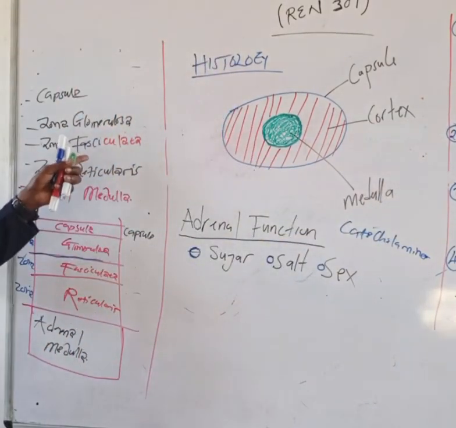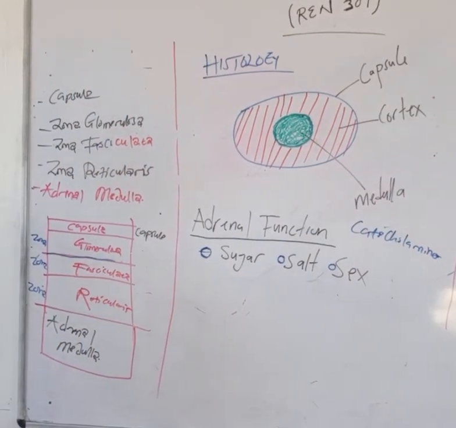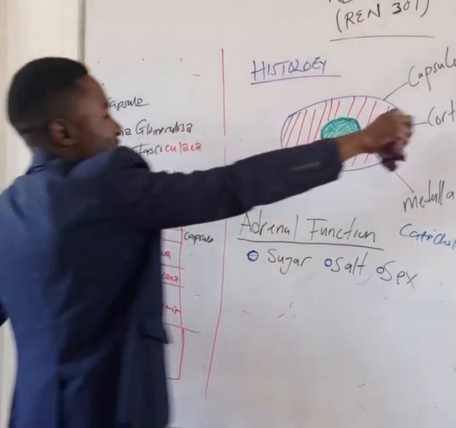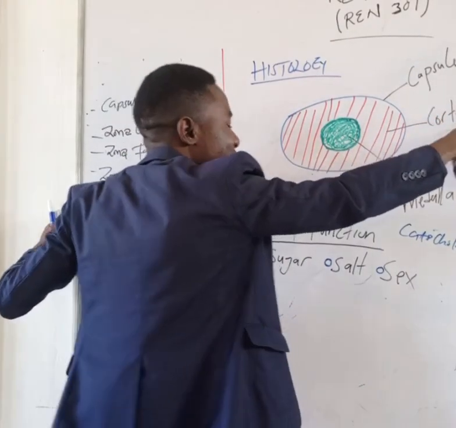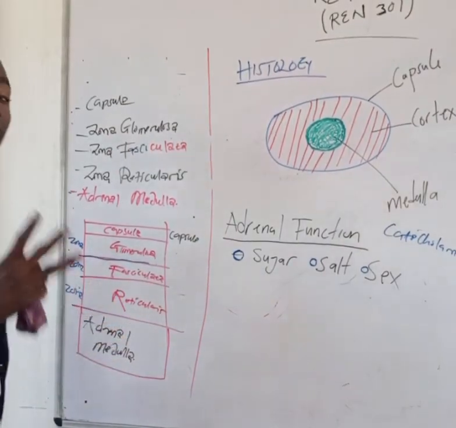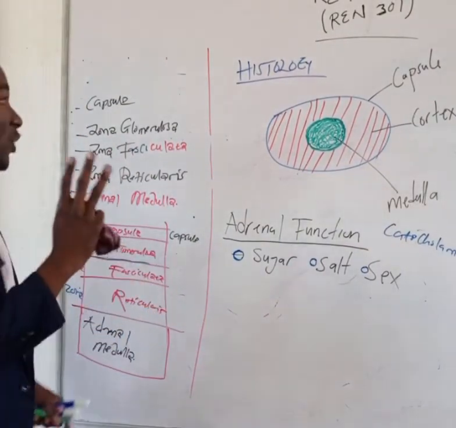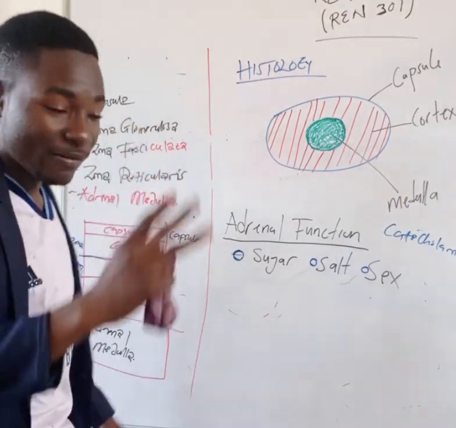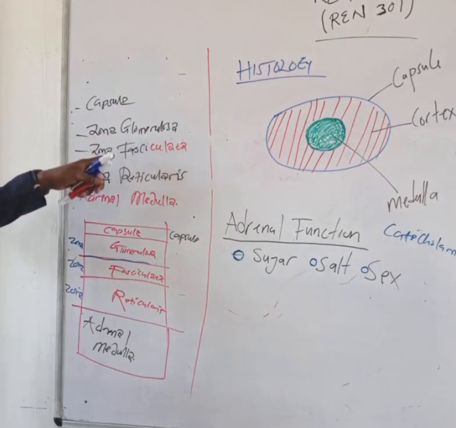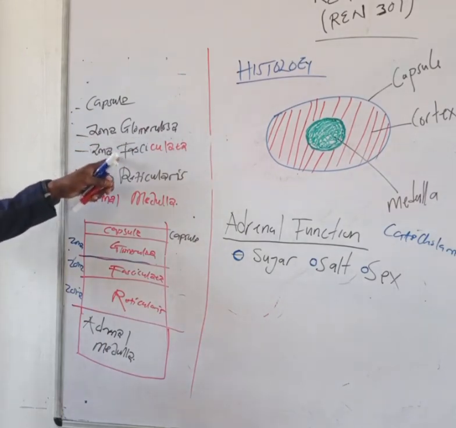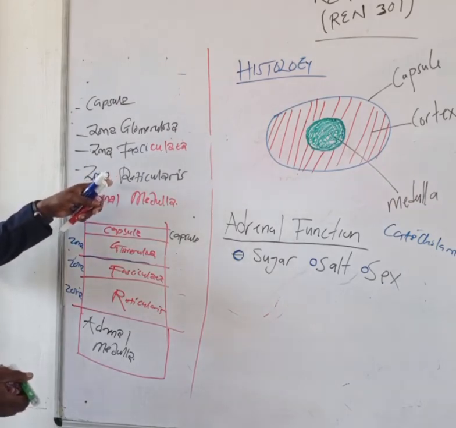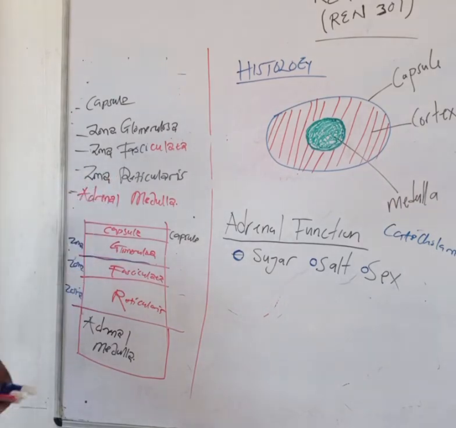We come to this side. So number one, you have the cap, remember. After the cap, you have the cortex. Now the cortex is further divided into three zones. Into how many zones? Three zones. So the cortex is further classified into three zones. You have the first zone, which is called glomerulosa. The second zone is called fasciculata. And then the third zone is called the zona reticularis.